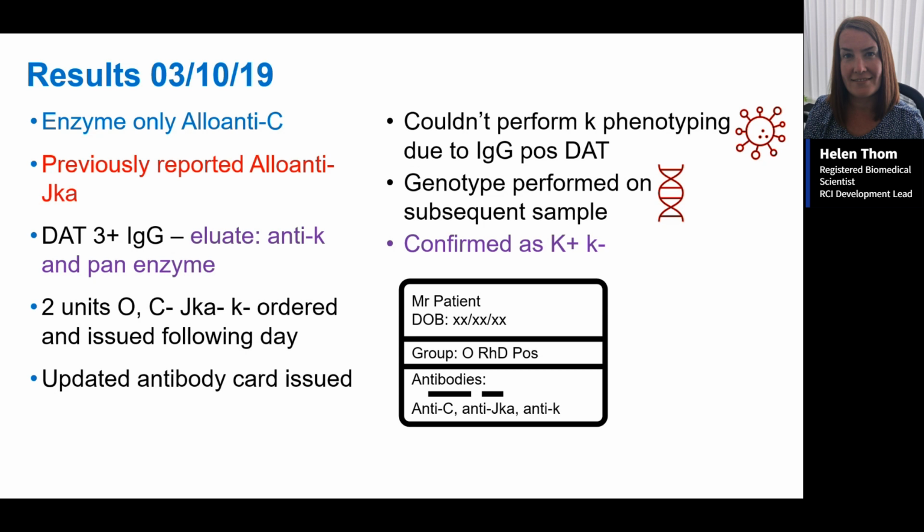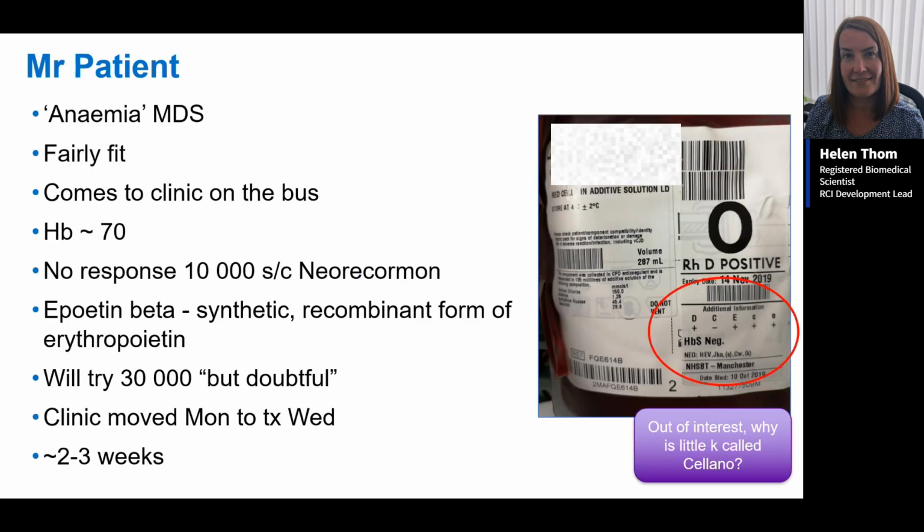Like I said, we got them up from London, issued them and sent an updated card for the patient. Because we couldn't do the phenotyping because of the POS DAT and the fact that we're transfused, we asked the hospital for a sample to do a genotype just to confirm that it was an alloantibody, and it was confirmed that it was. And it also confirmed all the other phenotyping for it, which was great.